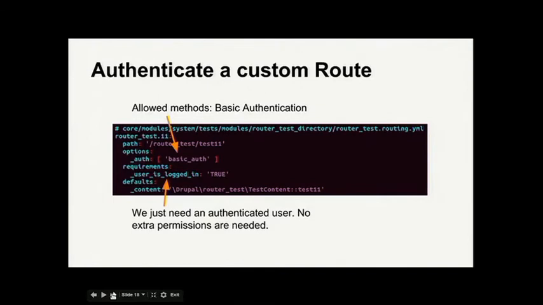So, in this case, we can just define it. This would be the routing YAML file for a particular module. I took this example from core, but this would be, for example, your custom module. This is how you define a route in Drupal 8. So here, this would be the path. This is where we would say this path should be authenticated with Basicauth.